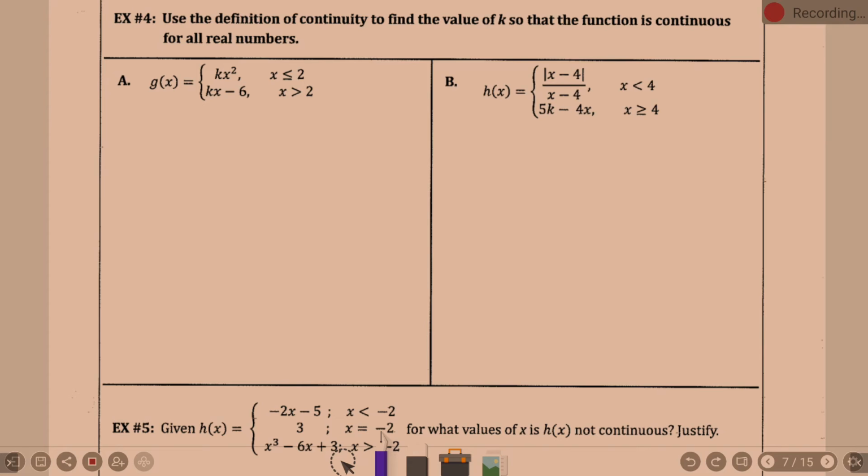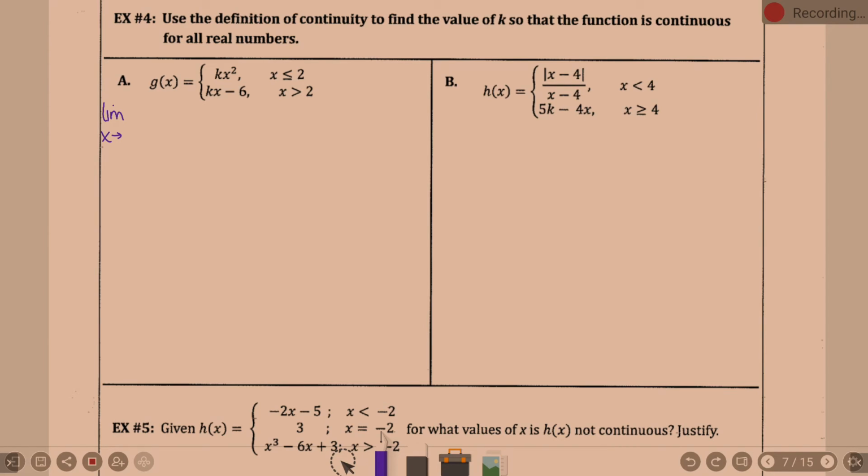So if we want this to be continuous, look at what we have. kx squared, that's a parabola of some sort, continuous. kx minus 6, that's mx plus b, that's a line. That's continuous, yes? So what's the piece that matters? Where they connect. Do they connect at the same spot? And it is a filled-in point. So we're going to look at the limit from the left and the right. So the limit as x approaches, what's our key number? 2, because that's where the piecewise is broken up.